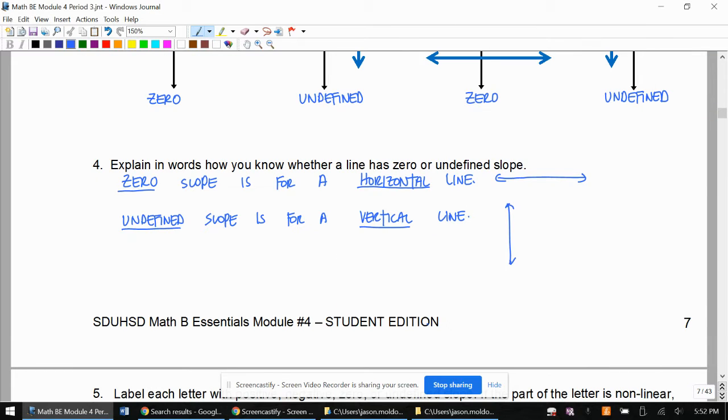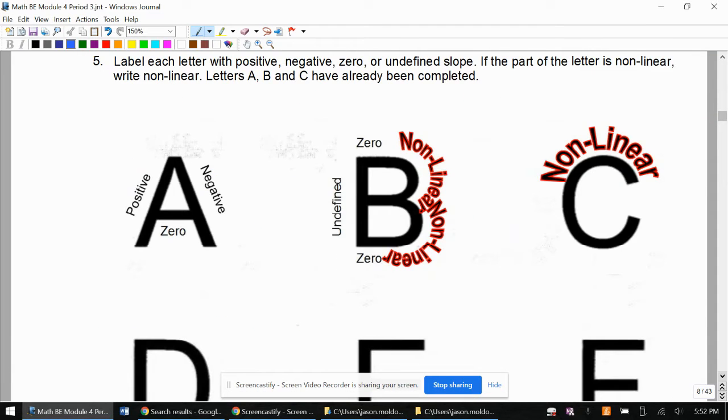This is the second part of the 4.1b lesson. We're now going to look at number 5, where we're going to look at letters of the alphabet. It says label each letter with positive, negative, 0, or undefined slope. If the part of the letter is nonlinear, we can write nonlinear.